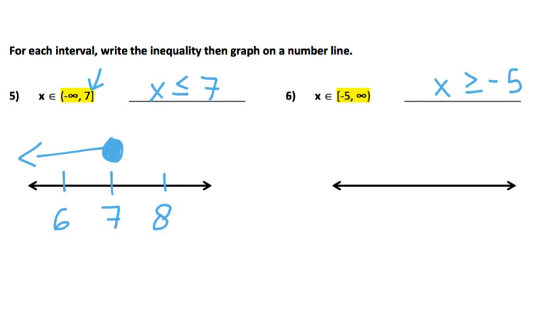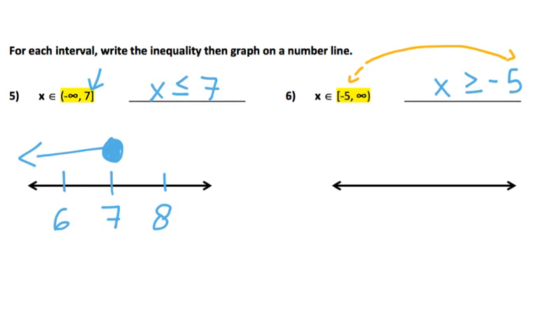Now let's pause for just a second and think about what we just did. The negative 5 was the value in our interval notation. That's what's going to be in our inequality. The infinity, positive infinity, tells us that it's going to be greater than. The bracket on the negative 5 told us the or equal to. Okay, so all of these are identifying how we're going to set up our inequality.